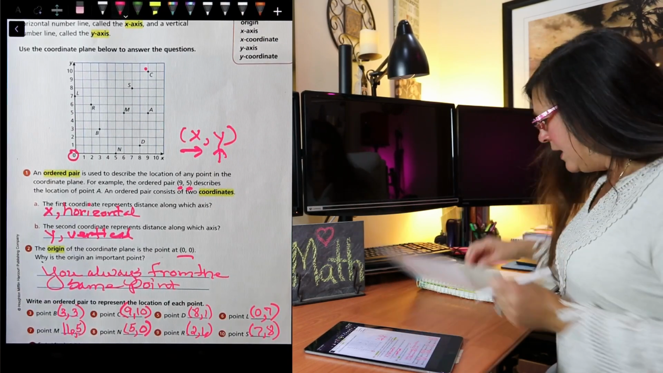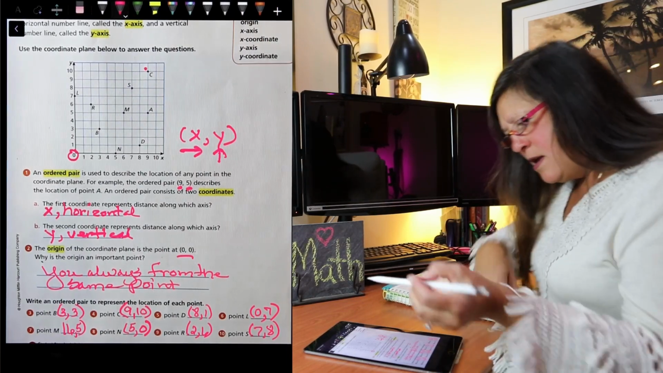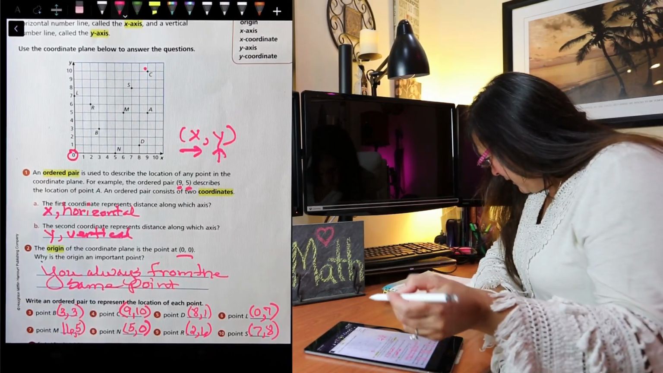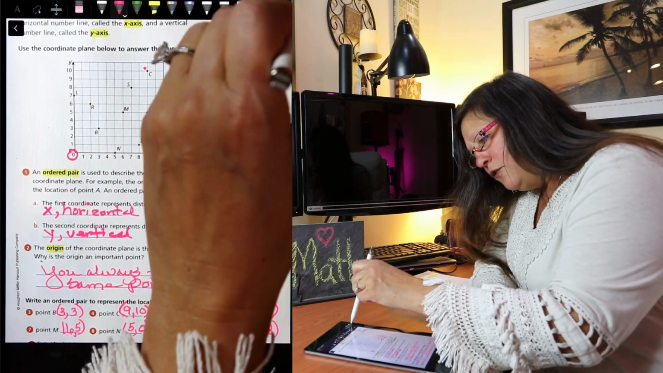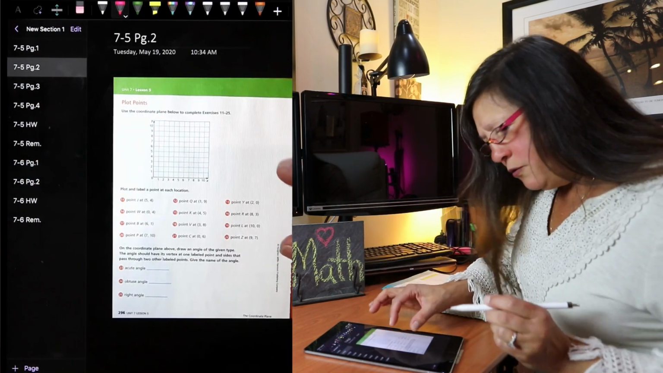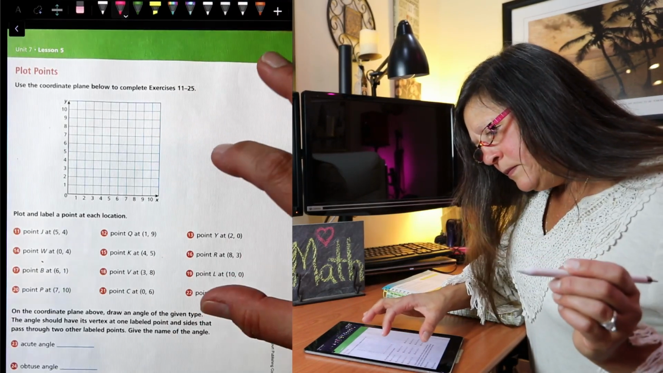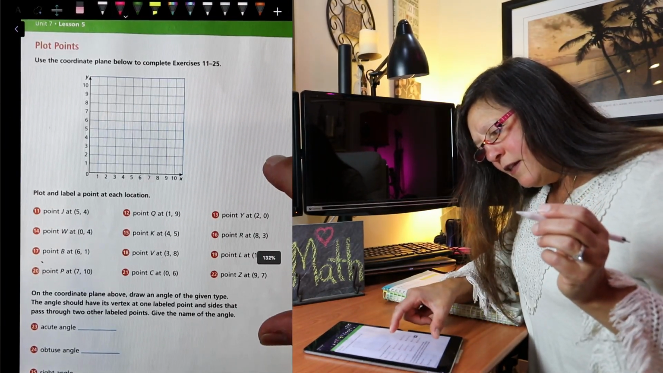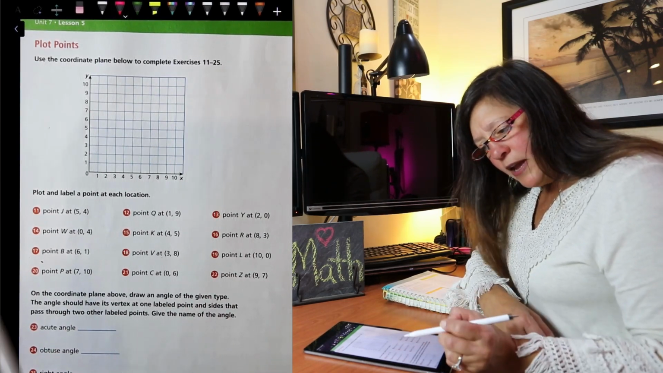Okay, let's go ahead and turn the page and do the opposite, where we are going to page 296, and we'll have our Y and X, and then we have to plot them. Okay, use the coordinate plane below to complete exercise 11 through 25. Plot and label a point at each location.